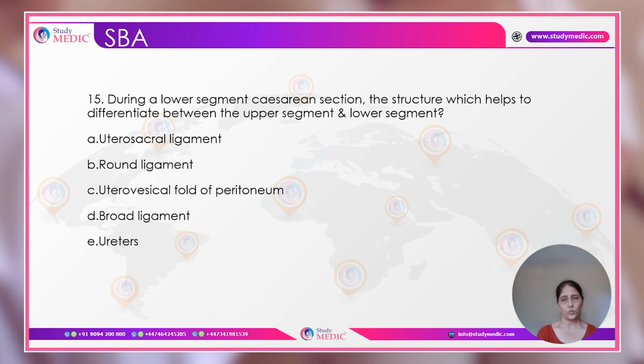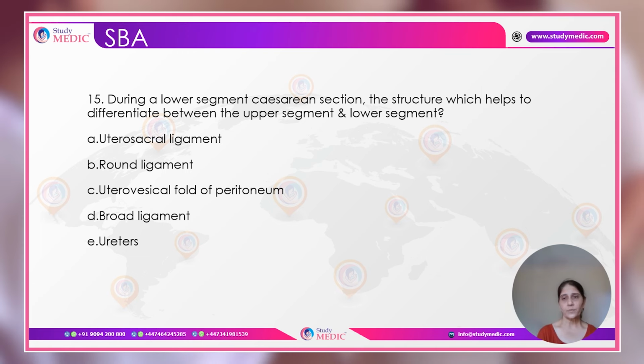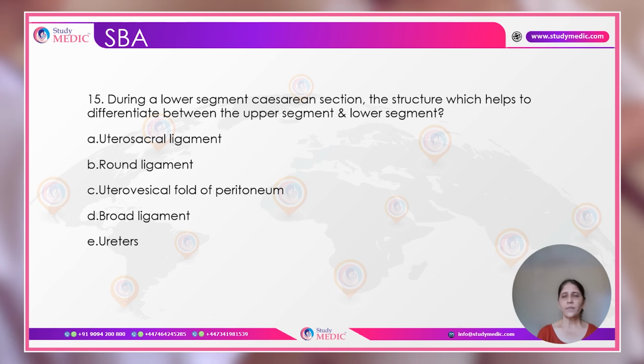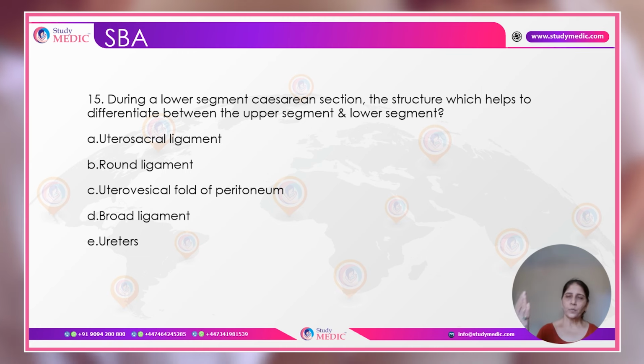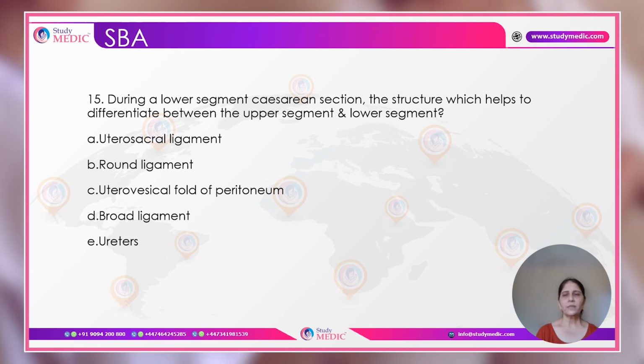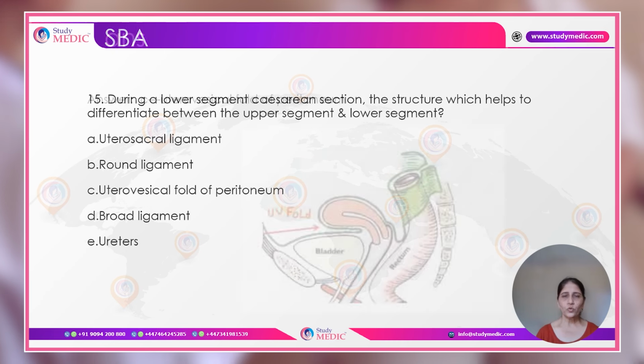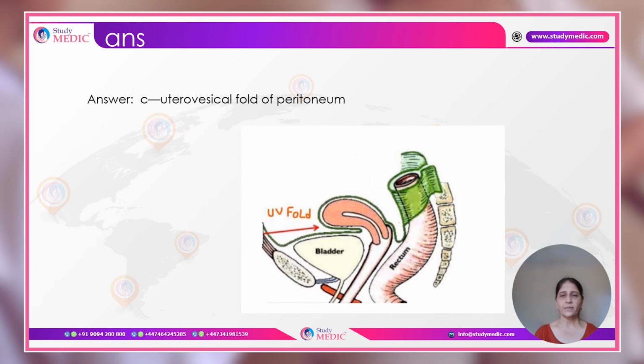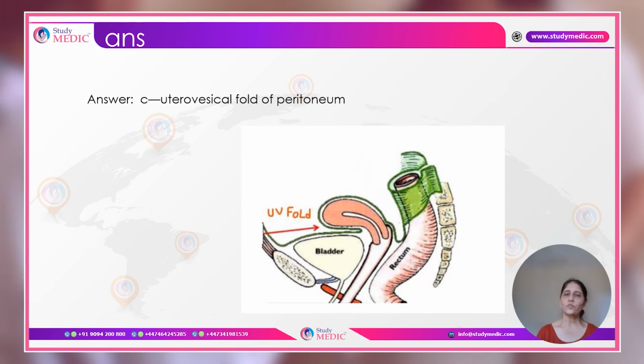Uterosacral ligaments are located posteriorly, so they have no role in telling you, especially when you are doing a lower segment Caesarean section, how to differentiate between the upper segment and the lower segment. Round ligament is attached to the upper uterine segment, and it comes out laterally from it. Broad ligament is another fold of peritoneum, but it doesn't help you distinguish the upper segment from the lower segment. It is only the uterovesical fold of peritoneum, where you pick up the loose fold of peritoneum and incise it open, and then you will get access to the lower uterine segment.